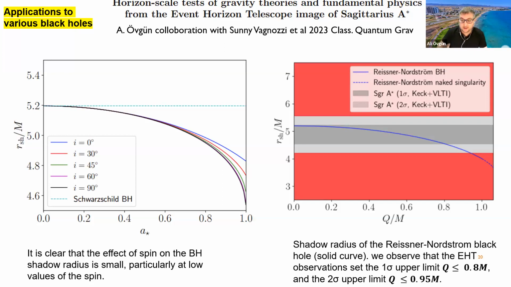of Sagittarius A. And this is also a very important paper and very long. So you can check our constraints. For example, for the Reissner-Nordström black hole, you can see that for the charge, in the 1 sigma region, we put an upper limit of 0.8 M.